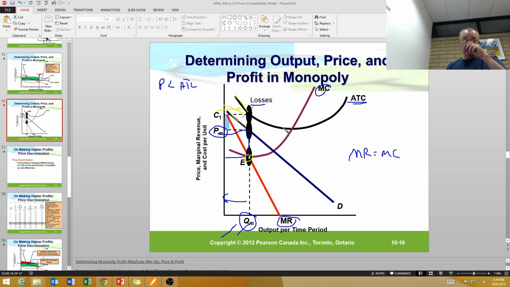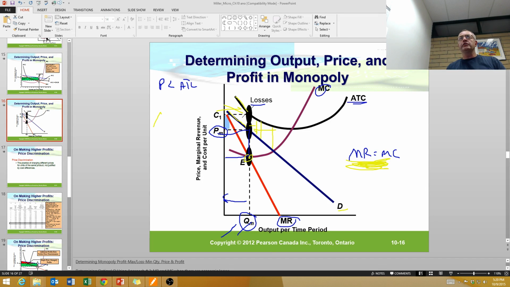And likewise, if the monopolist produces a greater quantity, then again, this difference between the average total cost curve and the price, which is described by the demand curve, is also going to be greater than it is at this point where marginal revenue equals marginal cost. So whether the monopolist is earning economic profits or earning economic losses, the optimal output quantity is still determined at the point where marginal revenue equals marginal cost.